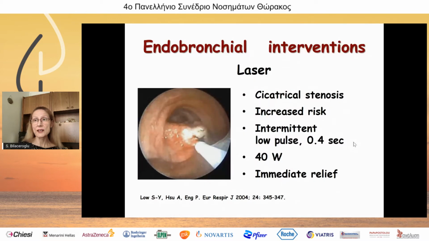but also very fast effect and deep penetration. The one who performs the laser has to be very careful regarding this effect. So we have to be careful about the risks borne because of this immediate effect. Intermittent low pulse is enough, and 40-watt power is also enough.